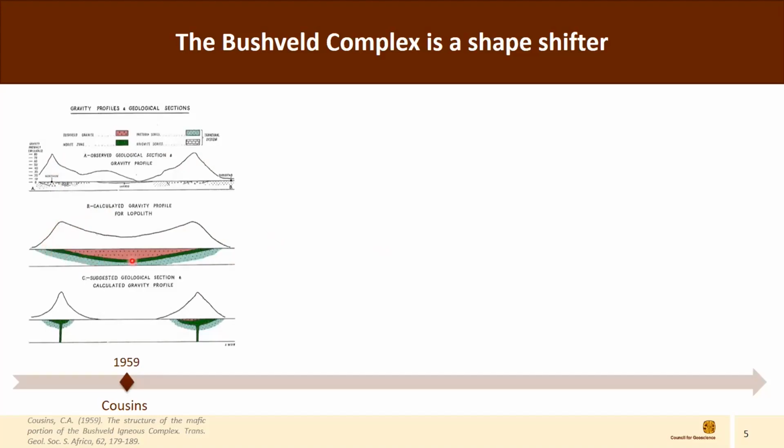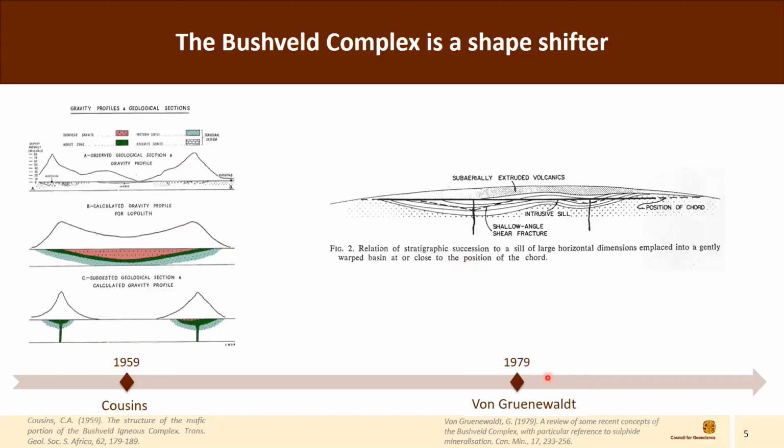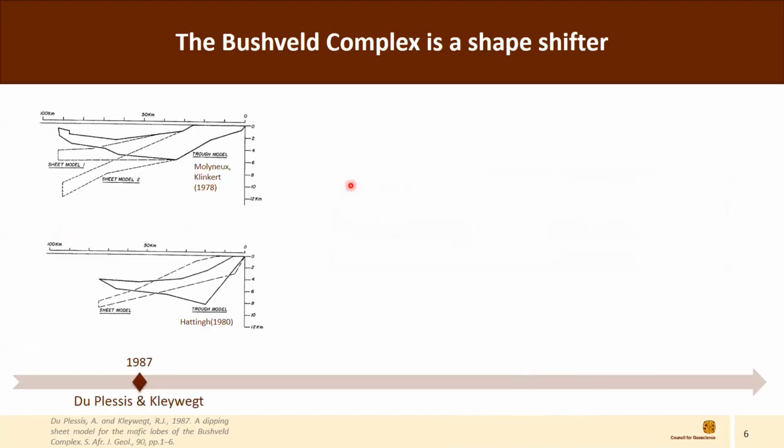So he said he couldn't model these two anomalies with this type of feature, and he modeled it as two separate intrusions, which most of us probably would have done. But at the same time, some people were still considering the Bushveld as a single intrusion, and not these lopolithic structures. And then more gravity and magnetics. Molyneux and Klinker did a magnetic model of the eastern lobe, and they modeled it as sort of a trough like that. And Hutton did gravity also in the eastern lobe, and it was also a trough shape.